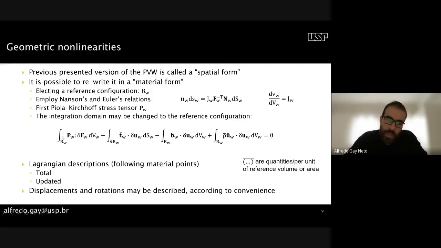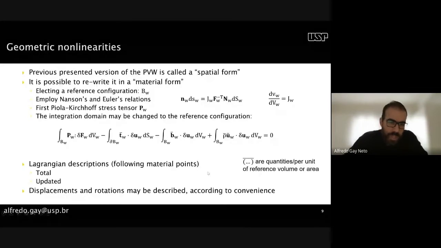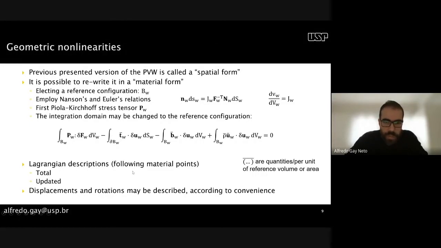You pay for that the price of having more abstract quantities in the integrals, but you have the advantage of having the integral over the reference configuration, which you know from the beginning. So that's the basic idea. As I said, this is just a brief introduction. You can handle this problem with Lagrangian schemes to describe the movement of each material point. Usually you can find total Lagrangian or updated Lagrangian ones. You can also handle displacements and rotations according to convenience, and there are many ways to do that. Okay.